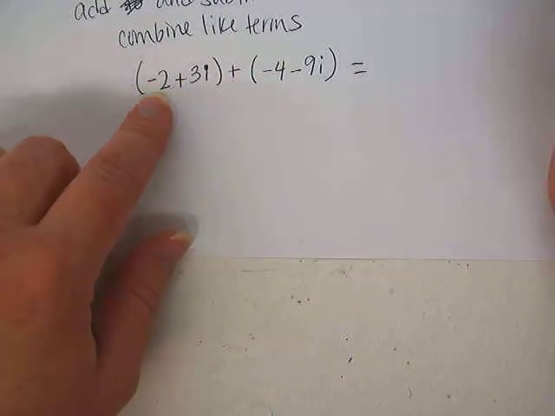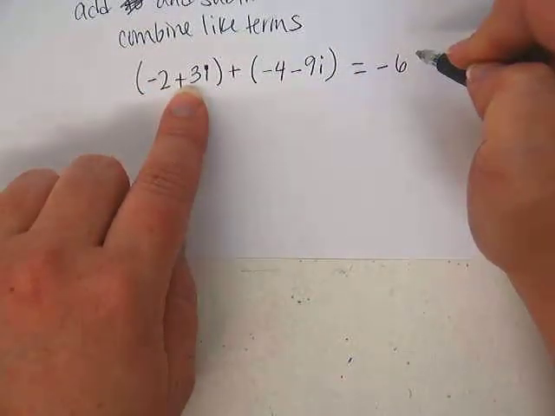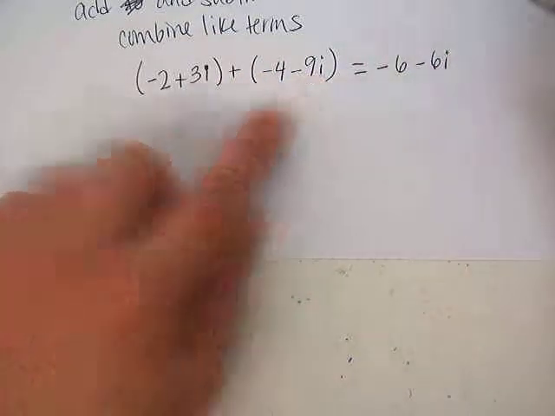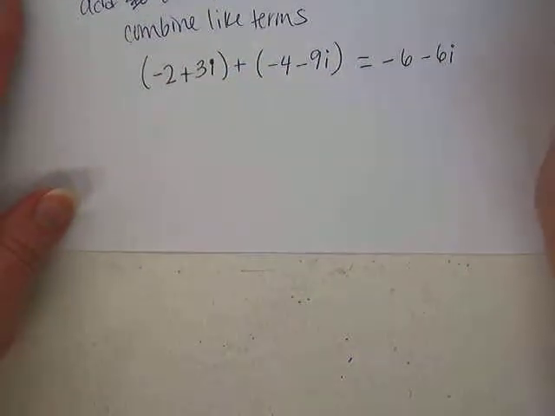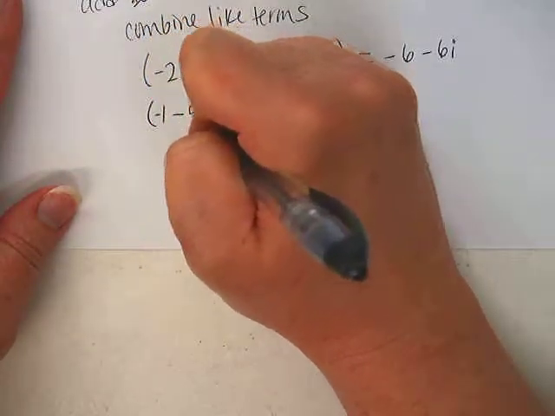Okay, so since this is plus, even though I've separated this complex number from this complex number, the parentheses don't really mean anything. We're just combining like terms. So -2 plus -4 is -6, and positive 3i plus a -9i would be -6i.